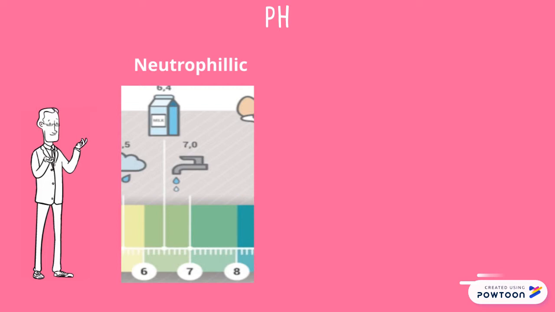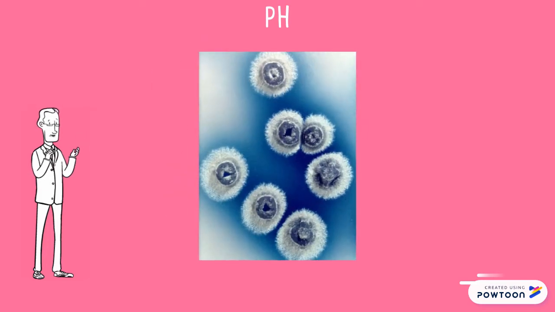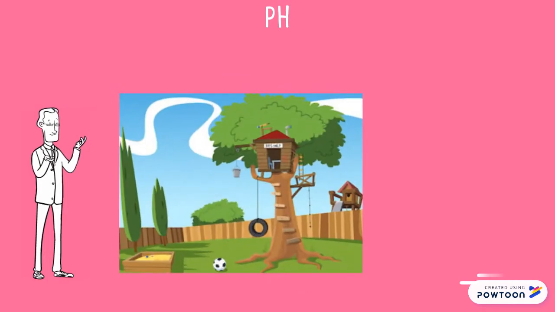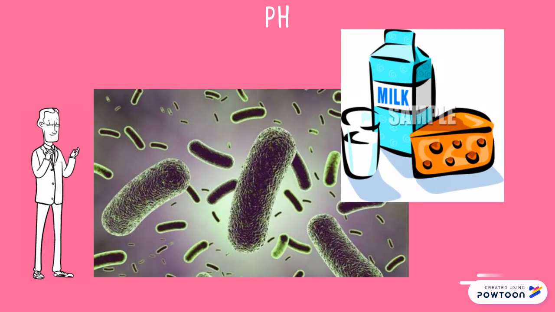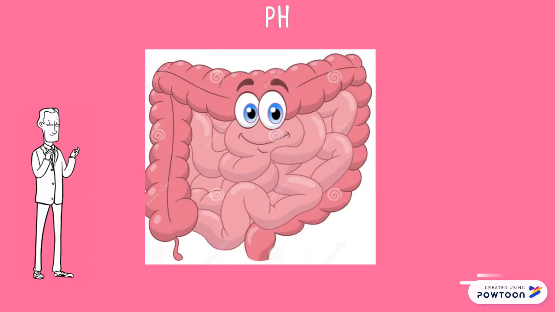Habitats for microbes with this pH level are very common. For instance, Streptomyces, which can be found in places like the backyard, and Lactobacillus in products we eat such as dairy, and also inside our bodies, for example our intestines.